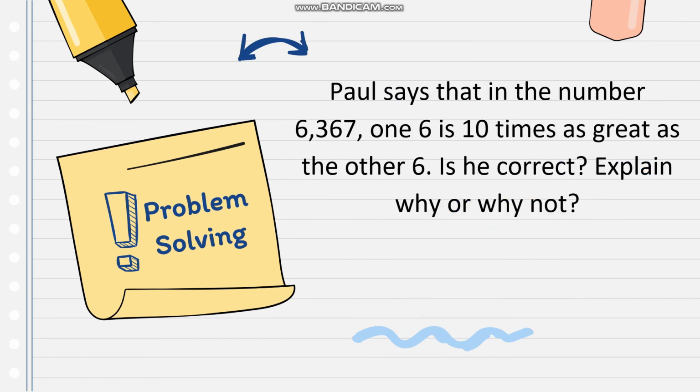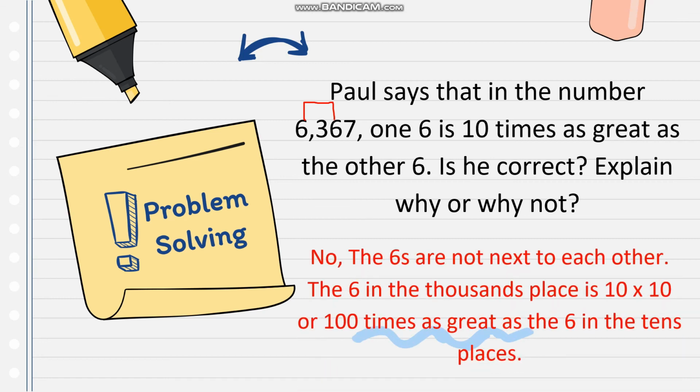Paul says that in the number 6,367, one 6 is 10 times as great as the other 6. Is he correct? Why or why not? So the answer is no, because the 6s are not next to each other, and the 6 in the thousands place is 10 times 10, or 100 times as great as the 6 in the tens place.